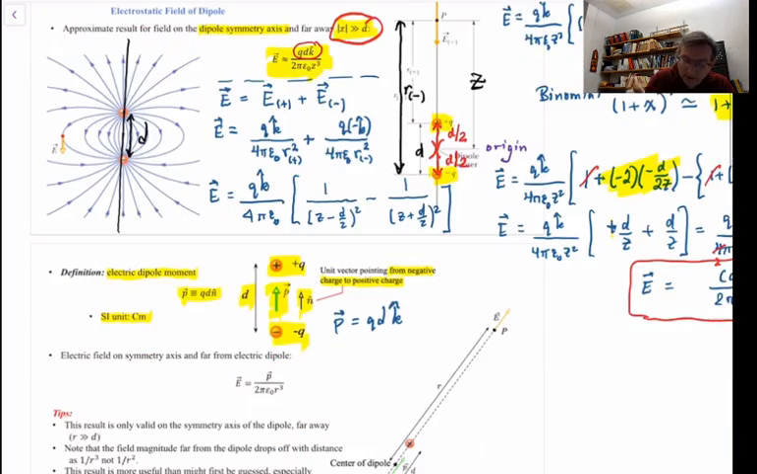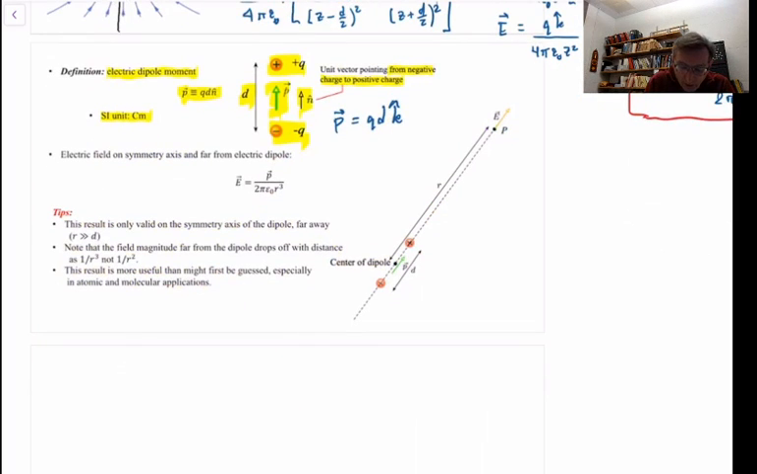So a very compact way to write the electric field on the symmetry axis and far from the dipole is there. E equals p arrow, electric dipole moment vector, over 2 pi epsilon 0, and then we'll just call it r cubed. And r means the distance from the center of the dipole, let's look over here, to the point P, right there. Because it doesn't have to be the z-axis. All right, so this will be handy.